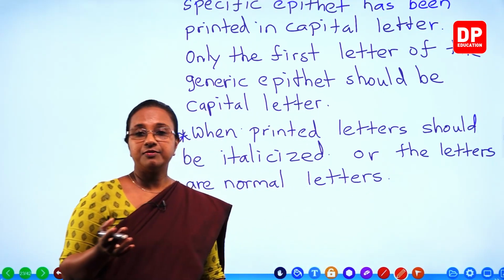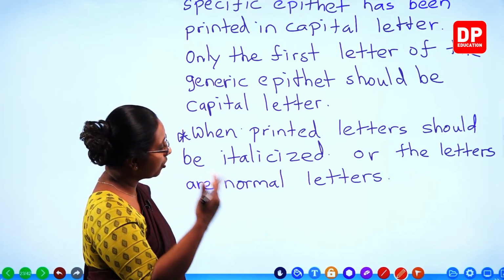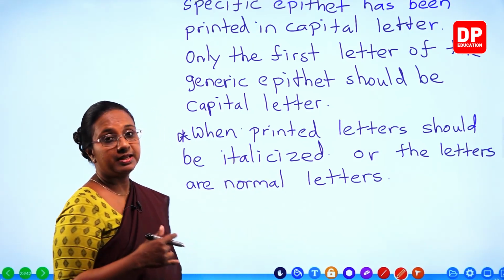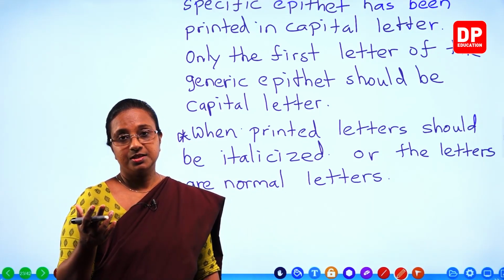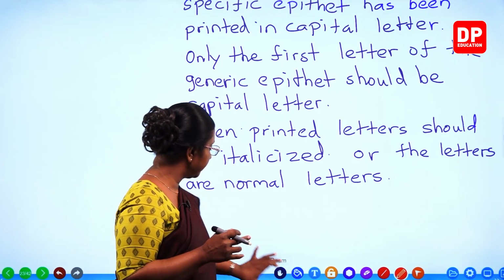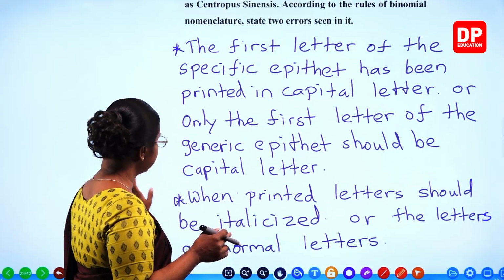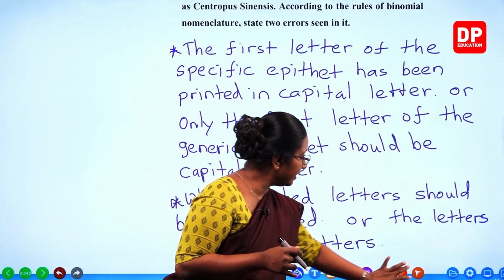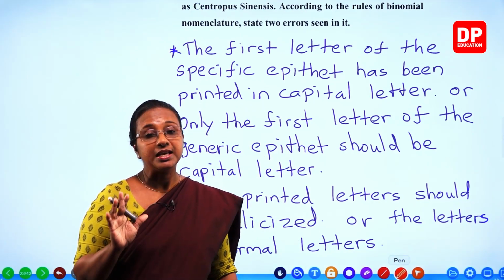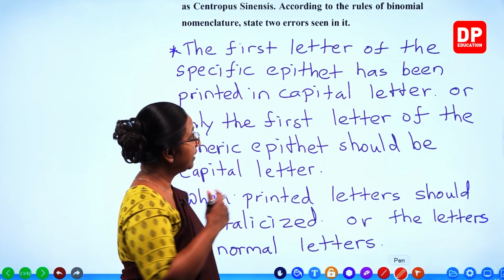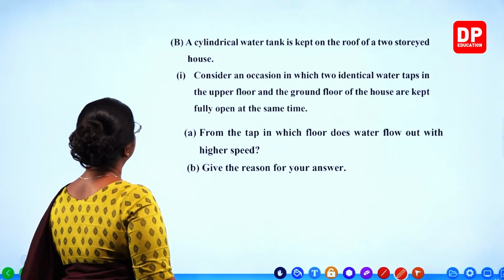So one thing you have to say, it has to be italicized, or you can say that they have printed it in normal letters. So either way you can write. These are the two errors that you can observe, you can write them in any method. Is that clear, students? So with that, I'll move on to the next question.